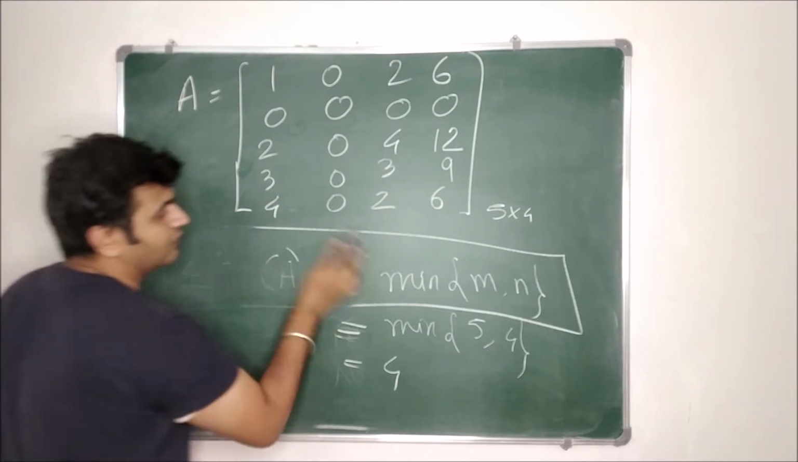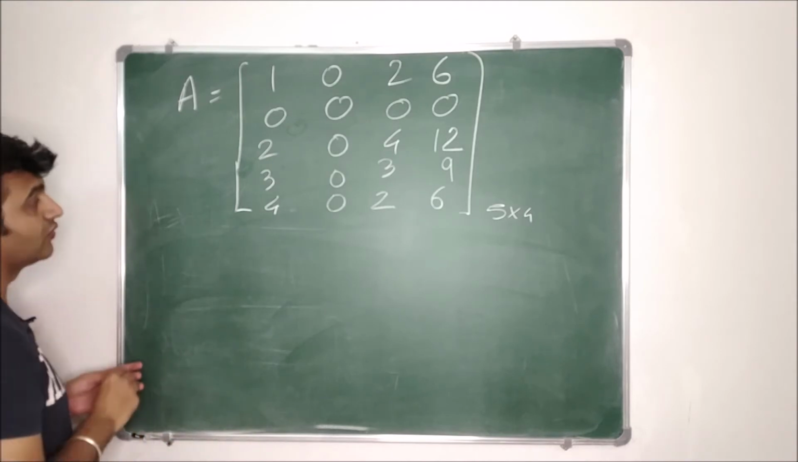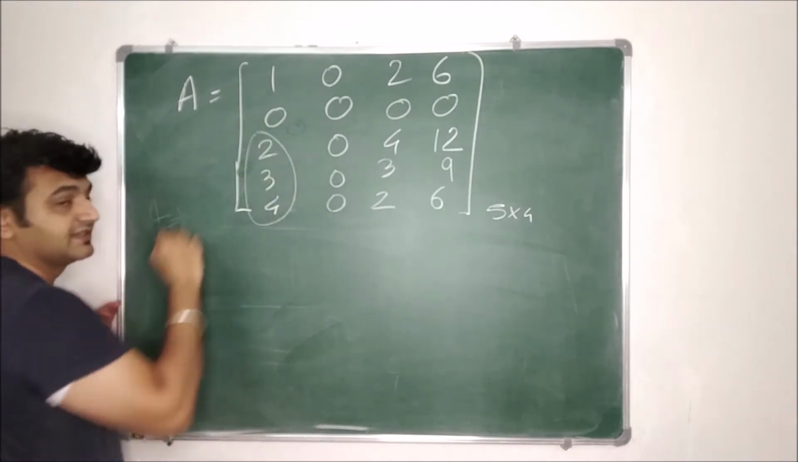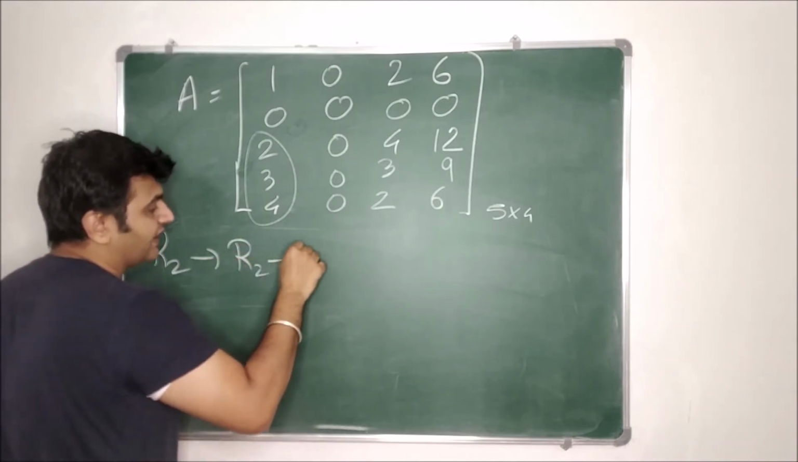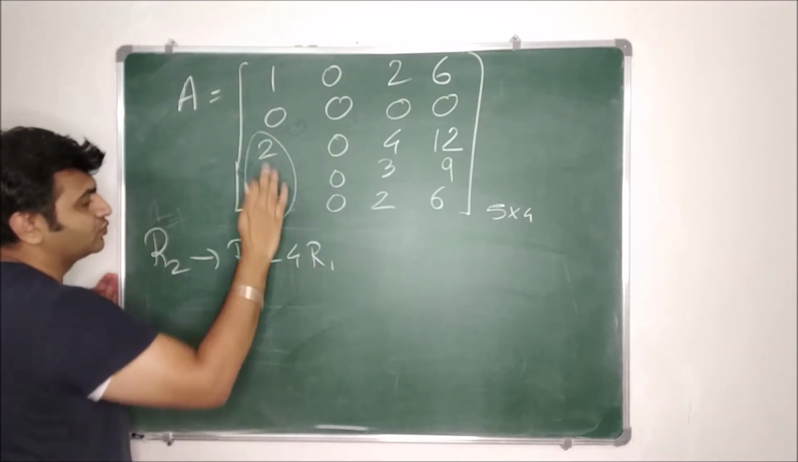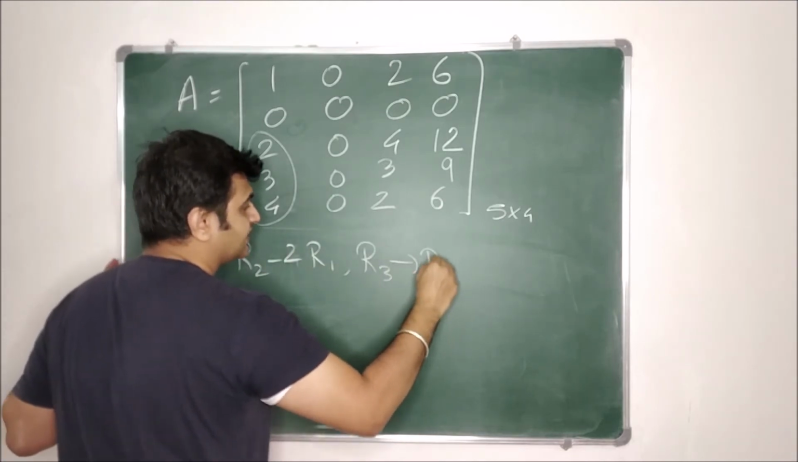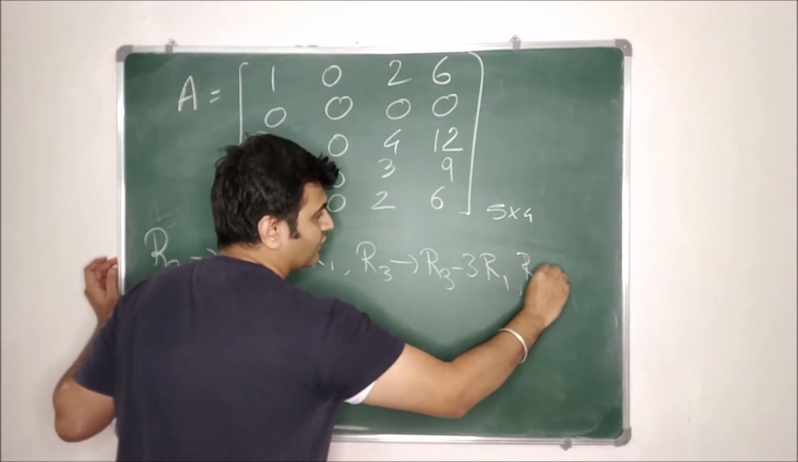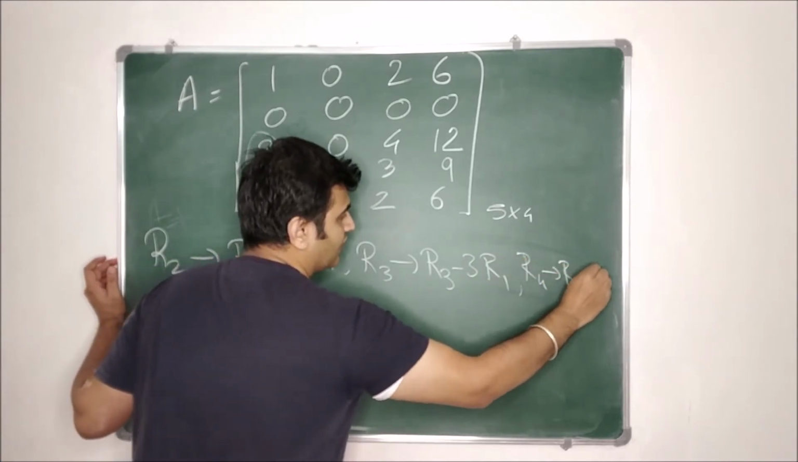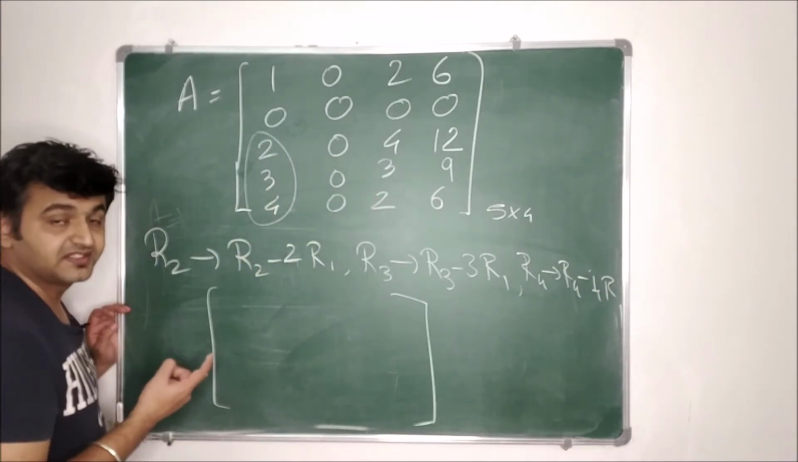Okay, now we want to find the rank over here, so we do the row operations. So I will make these quantities 0. What I will do, I will make a change in R2, which is R2 minus 2 times R1. I make a change in R3. What is the change? R3 minus 3R1. And I make a change in R4. R4 changes to R4 minus 4R1. If I do these changes, what do I get?